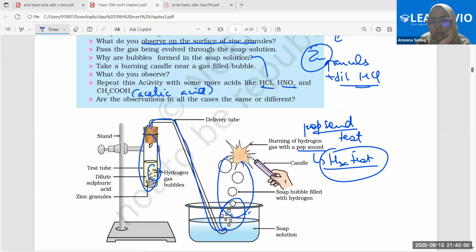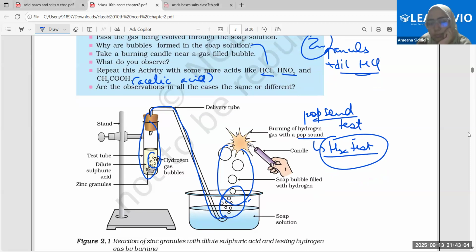Now let me know what will happen if we have this acetic acid instead of the HCl acid or the sulfuric acid. What will happen then? But this is also an acid, although that's a weak acid, that's a different thing, okay? But it will also produce the same thing, that is salt of the metal plus hydrogen gas. Is it clear?